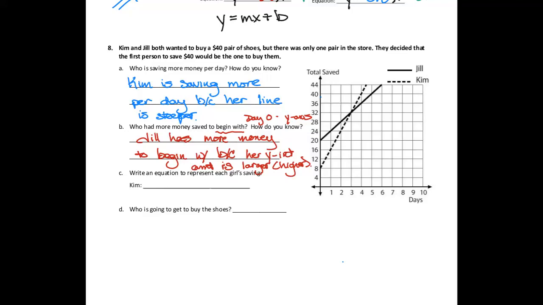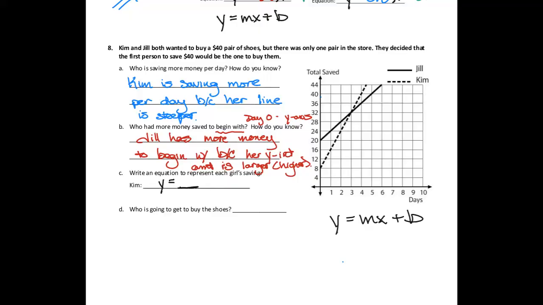Okay, here we go. So, these are both linear functions. They pass the vertical line test. They are definitely lines or line segments. Y equals mx plus b. So for Kim, oh, well, it says each girl, so I only have a line for Kim. We'll do both. We can do both. So y equals, Kim is on the dashed line.